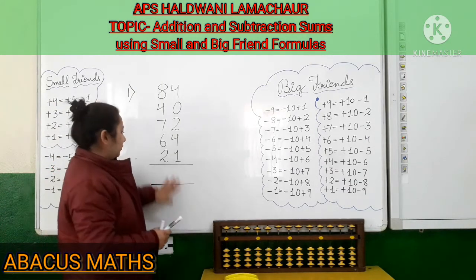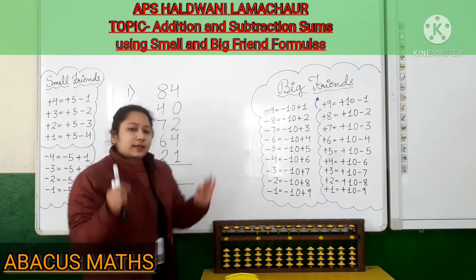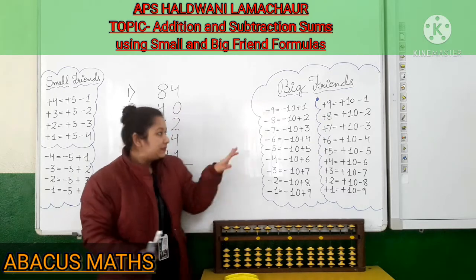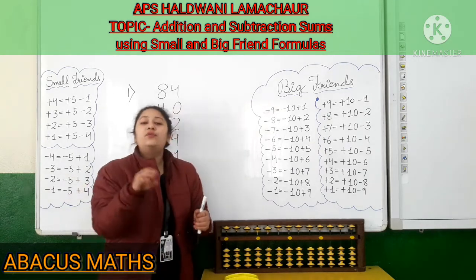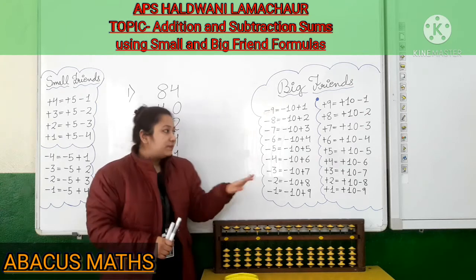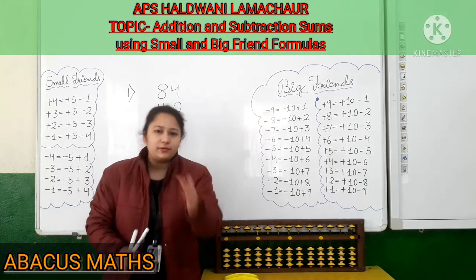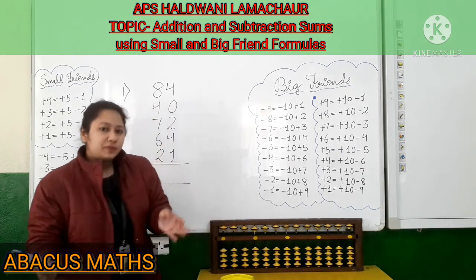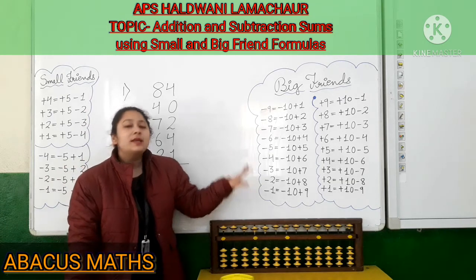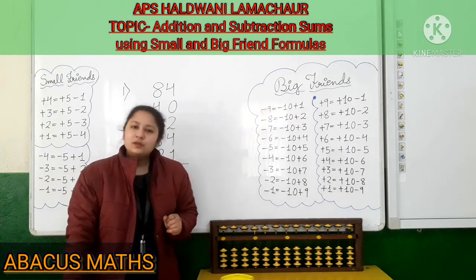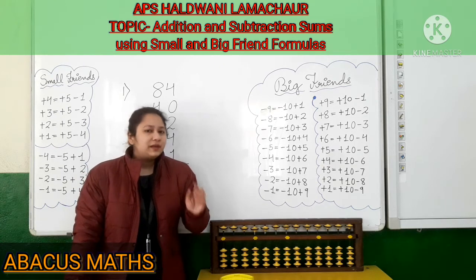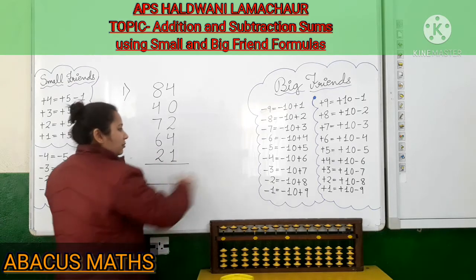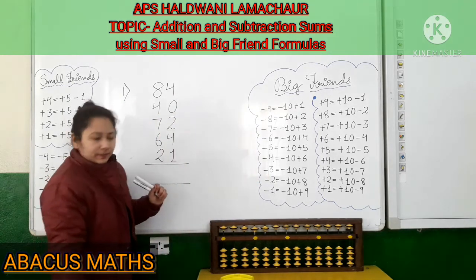Now kids, this is your first sum. Now before starting this sum, you should have these big friends and small friend formulas in your fingertips. Yes kids, these big friends and small friends we have used earlier also in our multiplication sums. And you have also done the addition and subtraction sums related to these formulas in class 3rd and 4th also. So students, I hope that you are well known with these sums and formulas. Today we will apply these formulas directly in this sum.